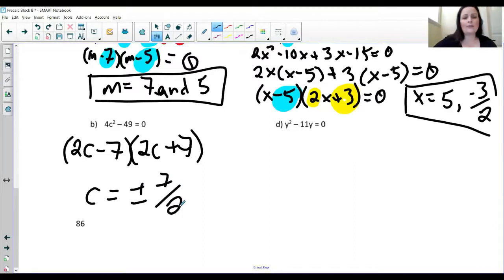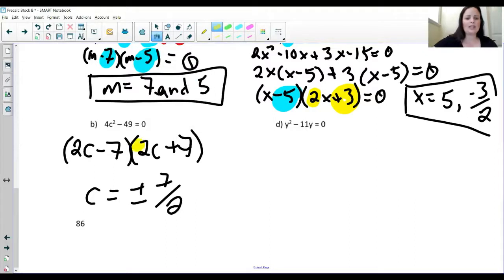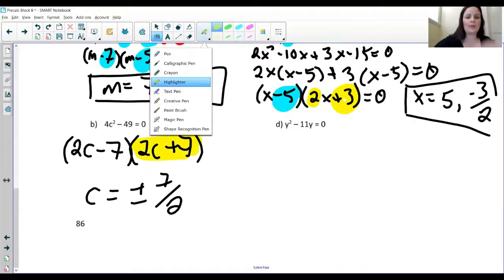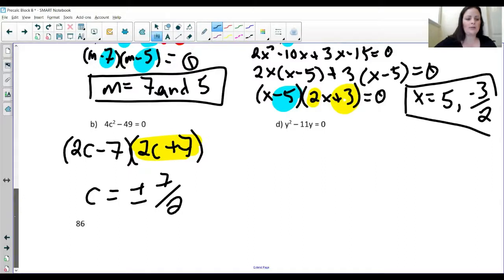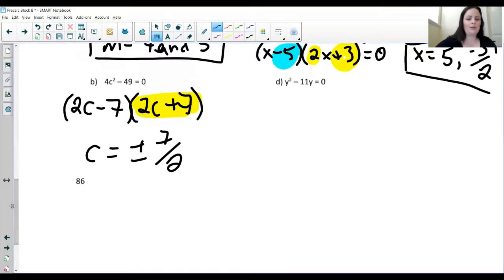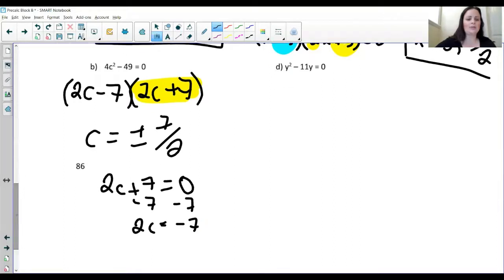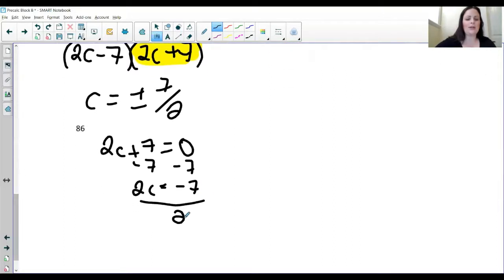Okay. If that was a little too fast or you don't understand how I made that big leap, it's the same thing in each bracket. So just take one of them. Okay, just take one of them. And it's going to be 2c plus 7 equals 0. Subtract 7 from both sides. So you get 2c equals negative 7. Then you're going to divide by 2 and you get c equals negative 7 over 2.